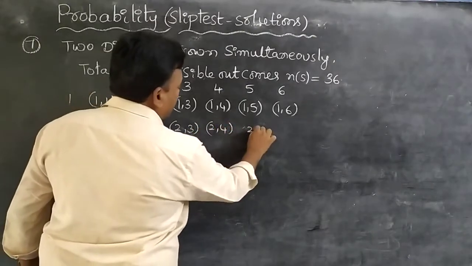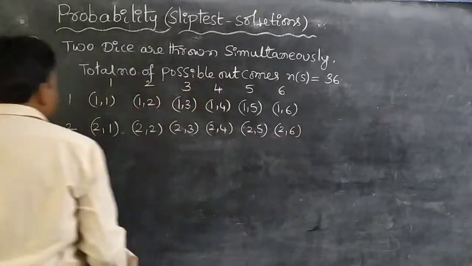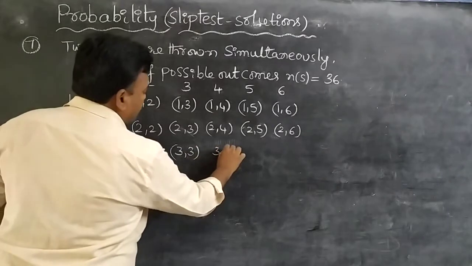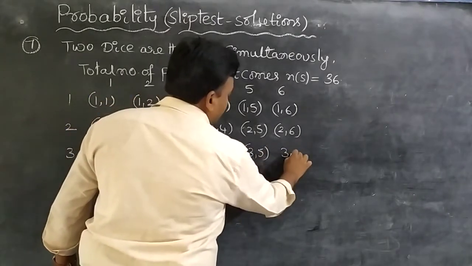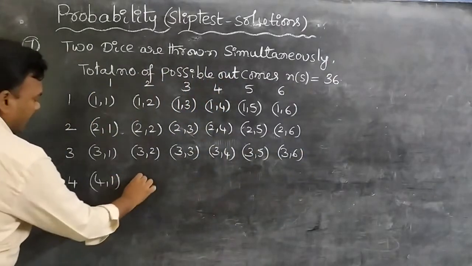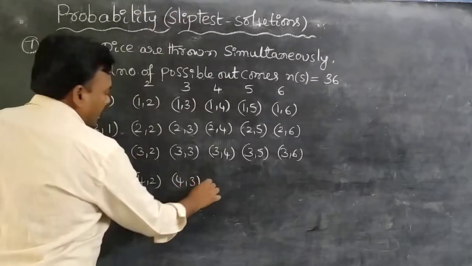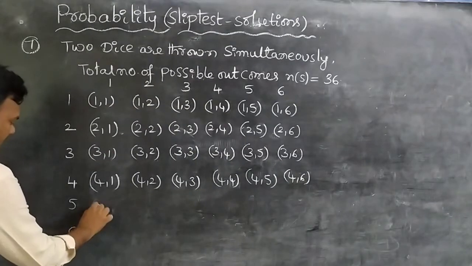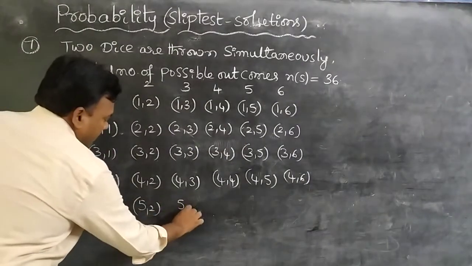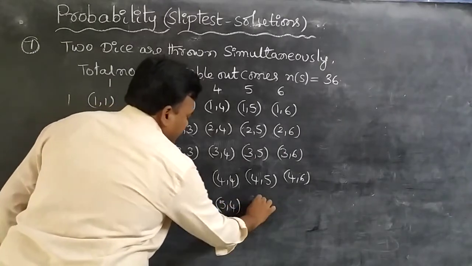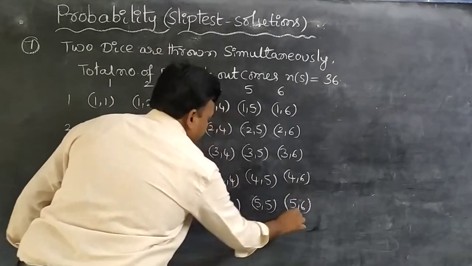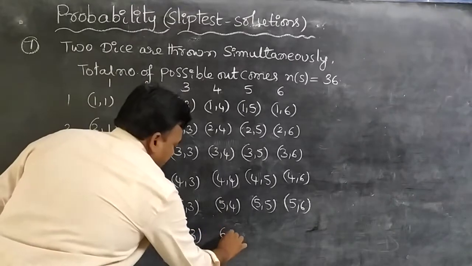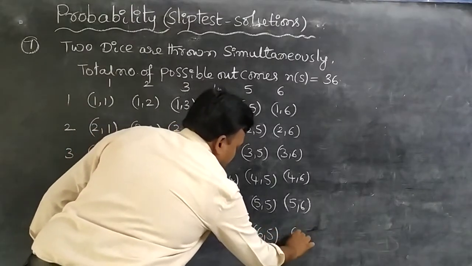Next 2,1, 2,2, 2,3, also 2,4, 2,5, 2,6. Next 3,1, 3,2, 3,3, 3,4, 3,5 and also 3,6. Next 4,1, 4,2, 4,3, 4,4, 4,5 and 4,6. And 5,1, 5,2, 5,3, 5,4, 5,5, 5,6. And 6,1, 6,2, 6,3, 6,4, 6,5, 6,6, friends.